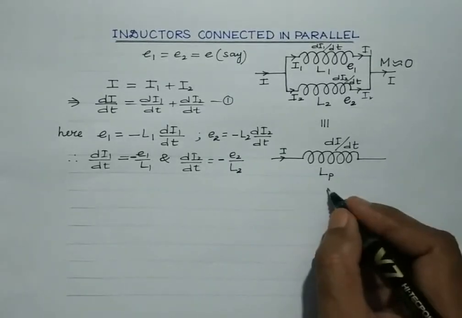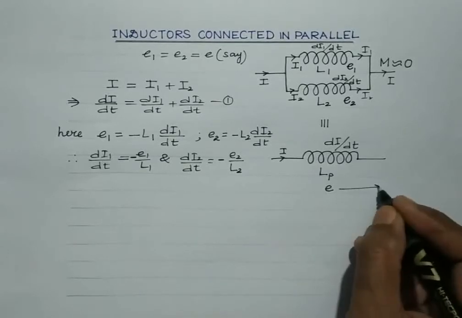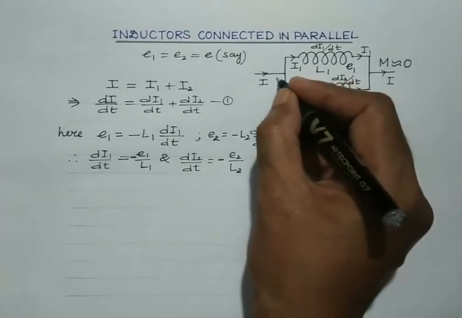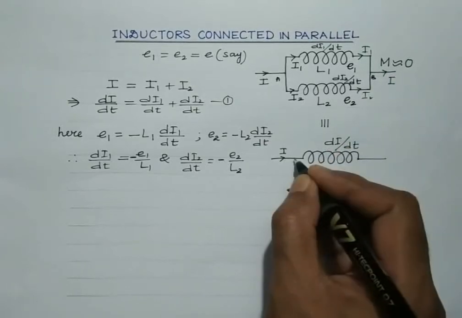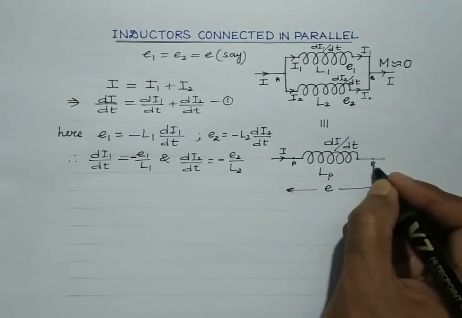And over here, the resultant EMF induced is E, isn't it? It's the same across these two points, A and B. This is point A and this is point B.